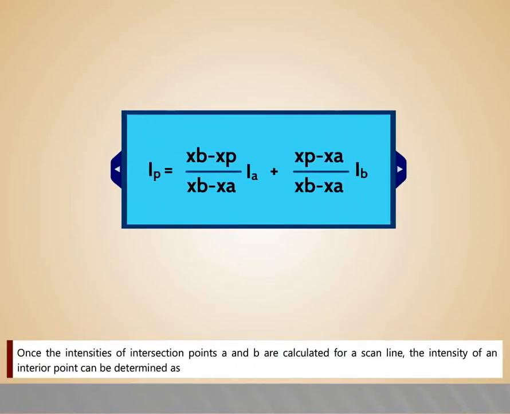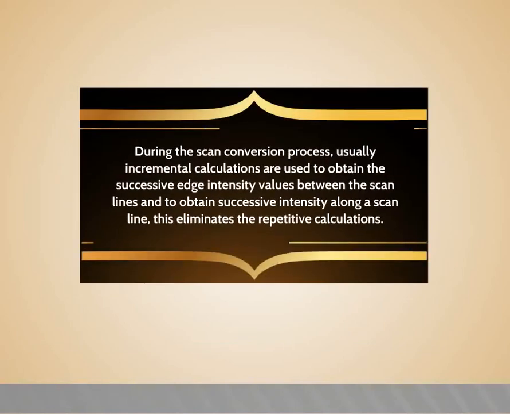Once the intensities of intersection points A and B are calculated for a scan line, the intensity of an interior point can be determined as follows. During the scan conversion process, usually incremental calculations are used to obtain the successive edge intensity values between the scan lines and to obtain successive intensities along a scan line. This eliminates the repetitive calculations.